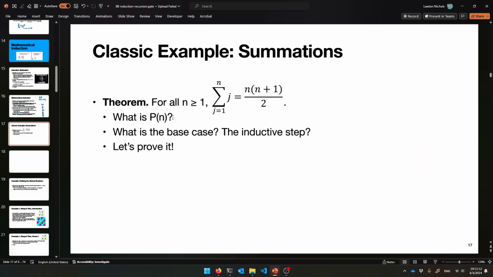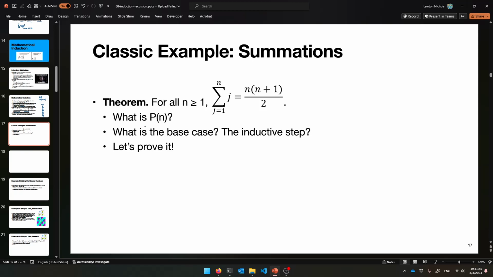So here is just the quintessential example of mathematical induction. Let's prove that for all n greater than or equal to 1, this is true. So we're going to prove the closed form of this summation. The sum of all the numbers from 1 to n is equal to n times n plus 1 over 2. All right, so that's something you might have seen before. But we're going to prove this. We're going to make sure it works. For every n greater than or equal to 1, we're going to prove this once and for all with induction.